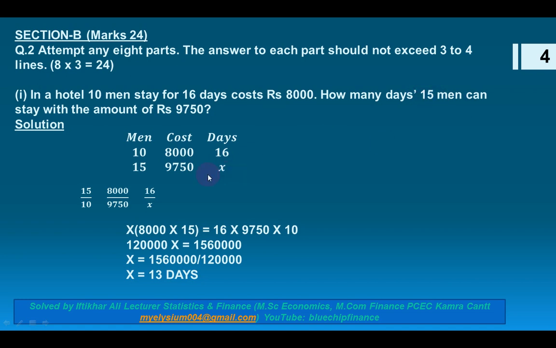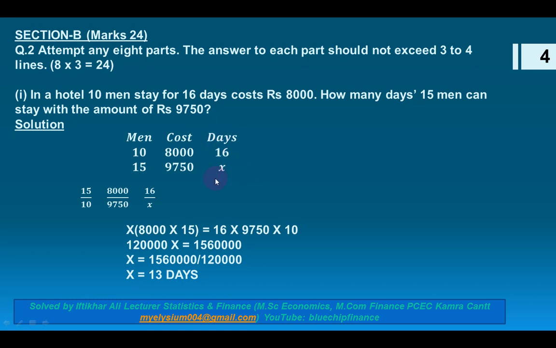15 men can stay with the amount of rupees 9750. So first step is to place the values below the variables, and you must take the variable which is missing either to the right or to the left. As you are seeing here, we are taking it at the extreme right.